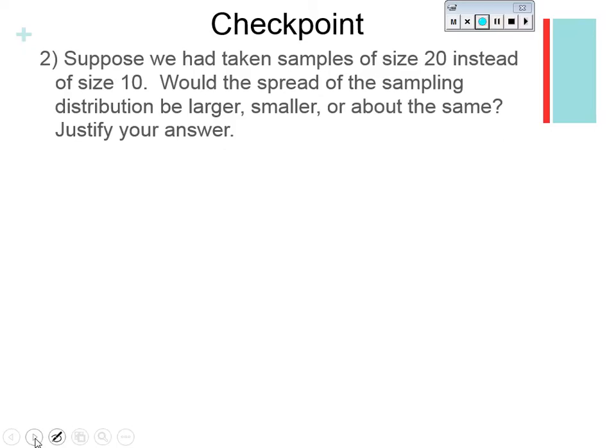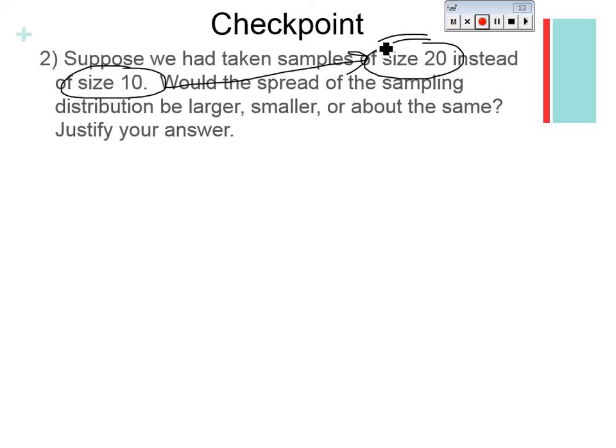Question number 2 says, suppose we had taken samples of size 20 instead of size 10. Would the spread of the sampling distribution be larger, smaller, or about the same? Remember that the spread of your sampling distribution is directly reflected by sample size.